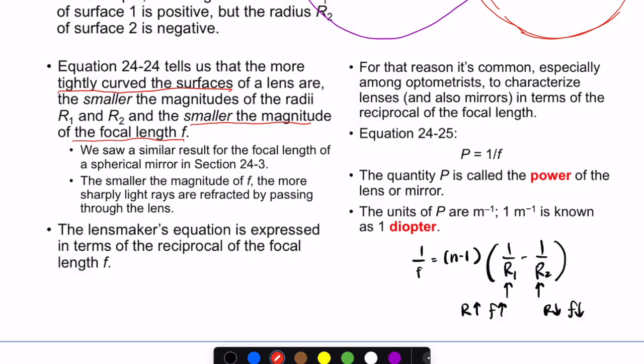And vice versa. So it's common to characterize 1 over f, so that we're not talking about an inverted parameter, as the power of the lens or the mirror. The units of power are diopters, which is simply an inverse meter. If we wanted to find the power of the lens, we would just calculate the right-hand side, and we wouldn't invert it to solve for f. That would be the power. We'll do an example about that.